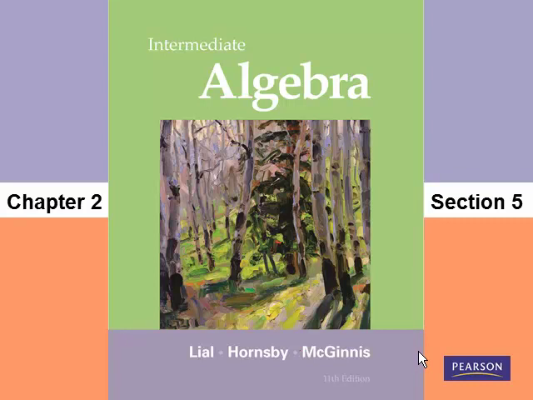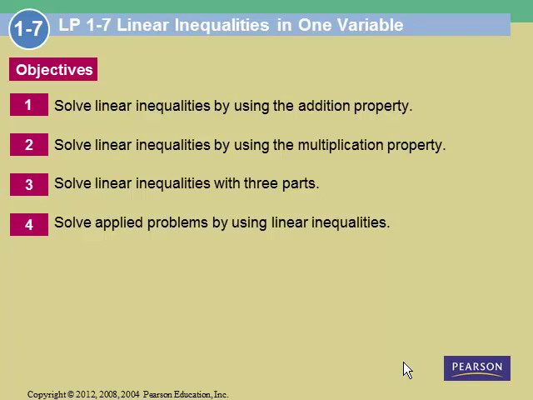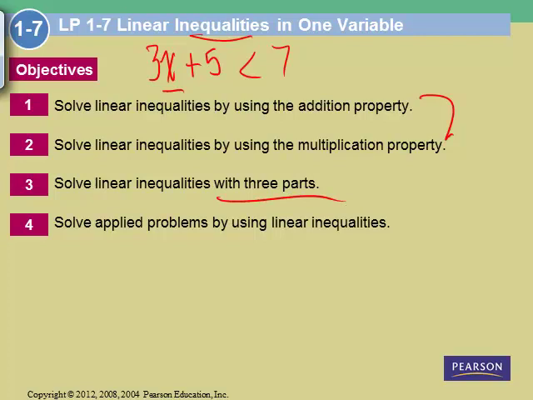All right, so we are on Chapter 2, Section 5, which is Learning Plan 1.7, Linear Inequalities in One Variable. Linear means they're going to be like x to the first power, 3x plus 5, and then since it's an inequality, it will be something like less than 7. Only one variable. We're going to solve them using addition and multiplication. We're going to see 3-part inequalities, and then we're going to have some applications.